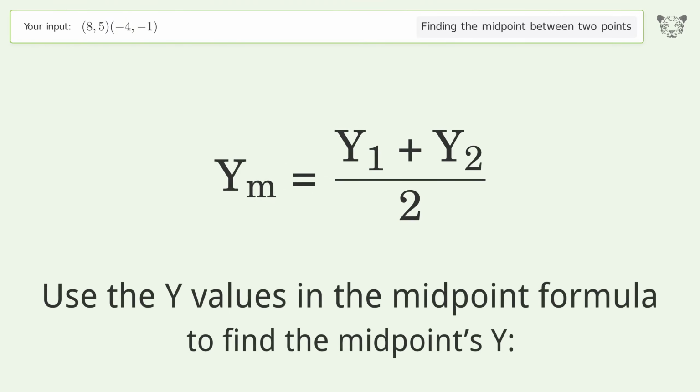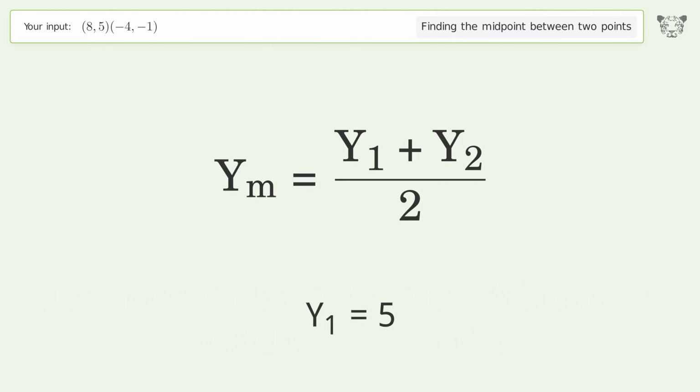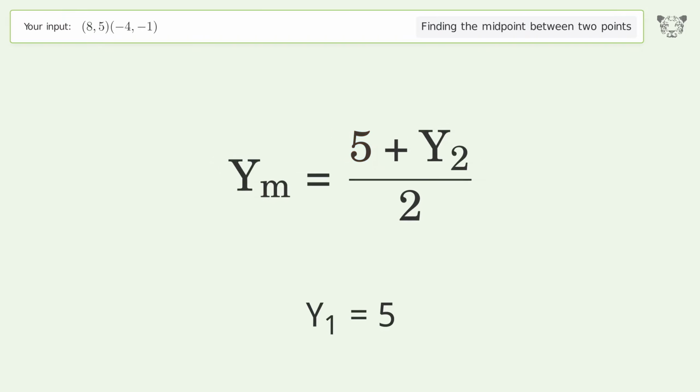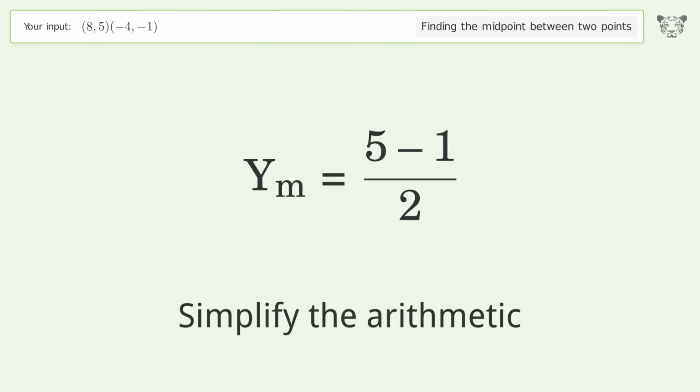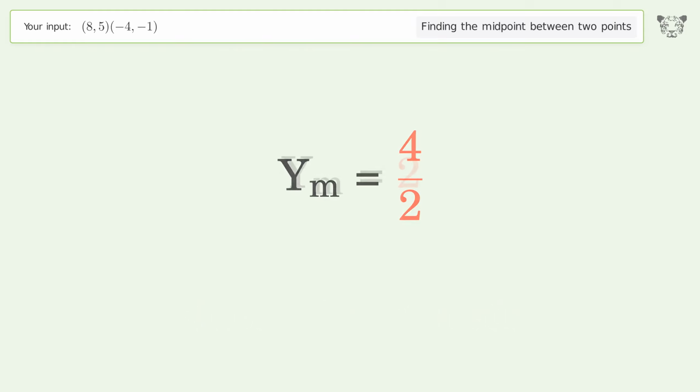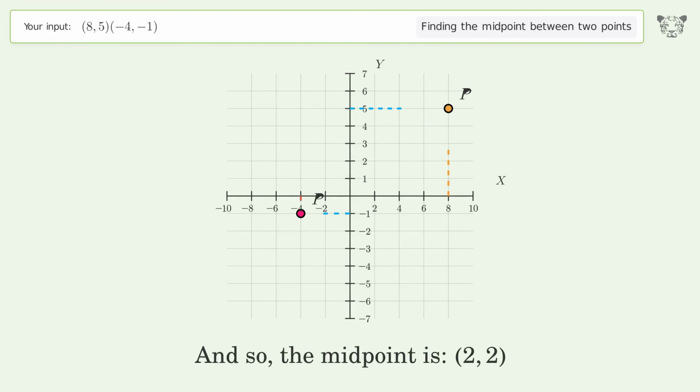Use the y values in the midpoint formula to find the midpoint's y. y1 equals 5. y2 equals -1. Simplify the arithmetic. And so, the midpoint is 2, 2.